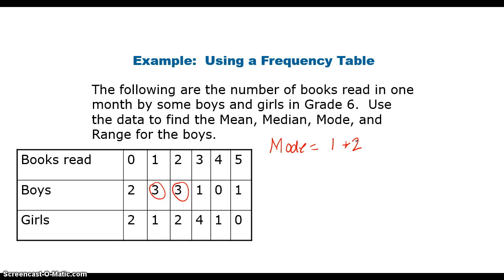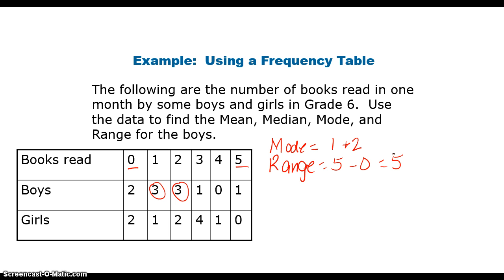The range is simple because the least amount of books read by the boys was 0. The most number of books read by the boys was 5. So my range is 5 books minus 0 books, and that makes 5.